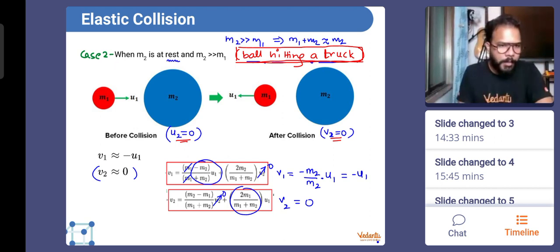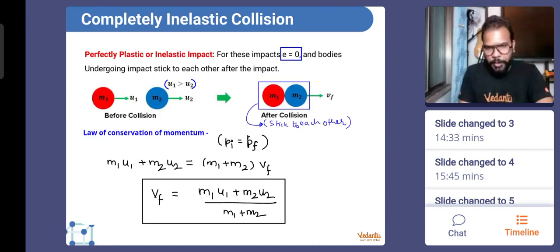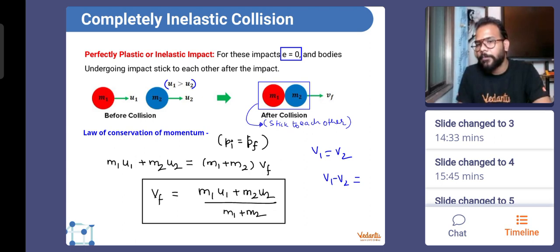Here it is 0. Yes, sure. So you see that the final velocity of the two objects is going to be the same. They are sticking together, so definitely their final velocities, that means v1 is equal to v2. You realize that u1 and u2 are the initial velocities, v1 and v2 are the final velocities, right? So v1 and v2 are equal. So what is v1 minus v2 then? If I put v2 here, it will be 0, right? And what is the coefficient of restitution? It is v1 minus v2 upon v1 plus v2.